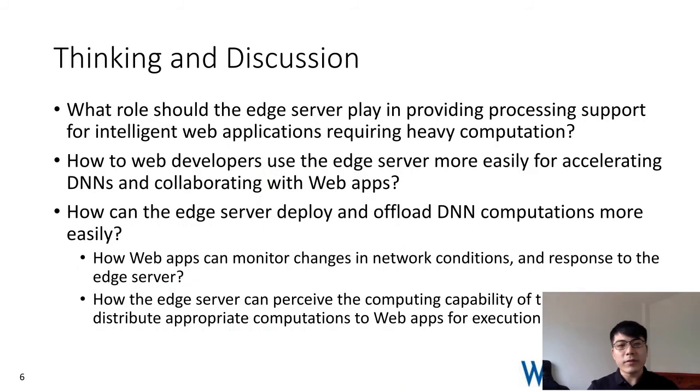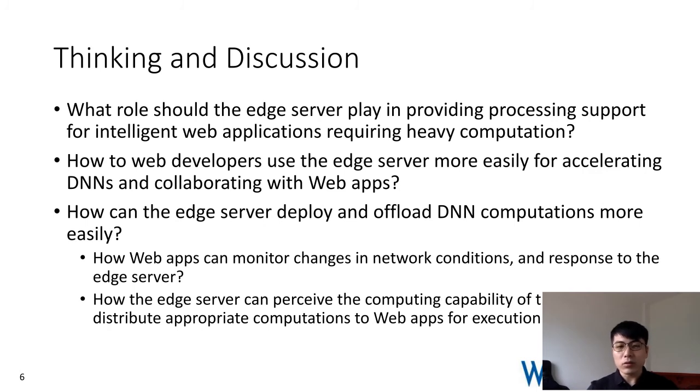And slide 7. Although we have discussed some ideas for accelerating the execution of DNNs on the web to implement AI services, they still face problems in actual deployment. The first is what role the edge server should play in providing processing support for intelligent web applications requiring heavy computation. I mean, is there a better computing collaboration or deployment model for accelerated DNNs?